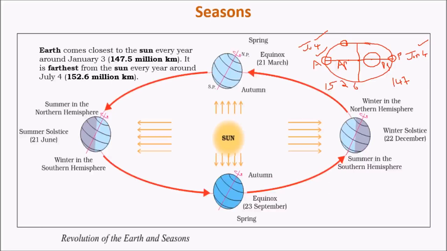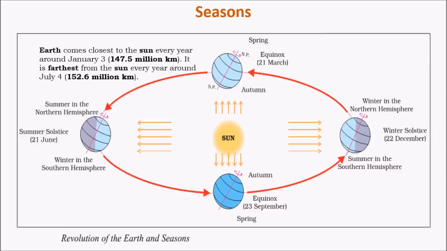Hence, during July 4, the Earth would receive comparatively less sunlight as it is farthest from the Sun, whereas during Jan 4, it will receive more sunlight as it is closer to the Sun.